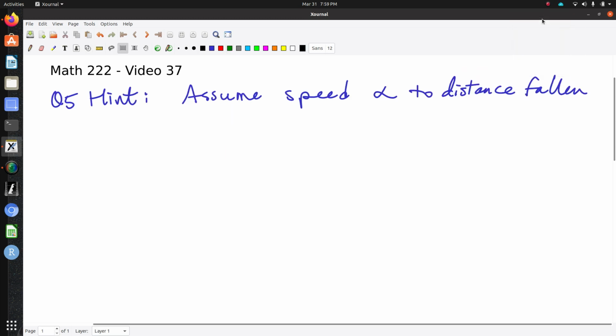Okay, so this hint is for question 5. It's the last question in the whole worksheet set, like the whole course, all the worksheets in the whole course. It's asking you to assume that Galileo was wrong about being wrong, or was right when he was wrong. Anyway, we're going to assume the speed is proportional to the distance that an object has fallen. So remember, v of t is the derivative of the location, which is the distance from the start. And we're going to assume it's proportional to d of t.